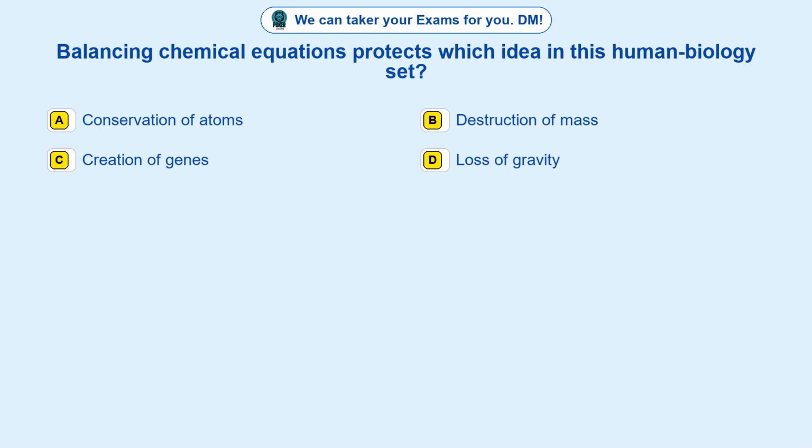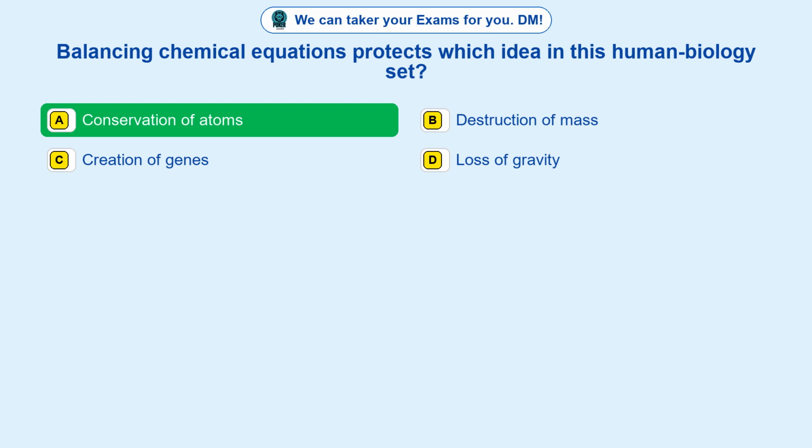Question 39. Balancing chemical equations protects which idea in this human biology set? Option A, conservation of atoms. Option B, destruction of mass. Option C, creation of genes. Option D, loss of gravity.